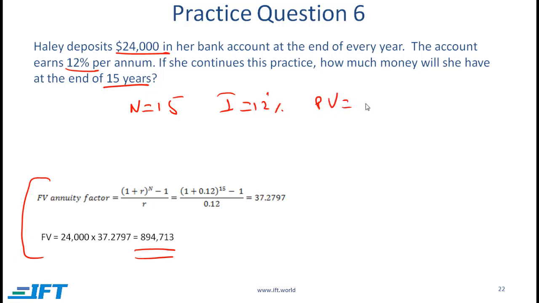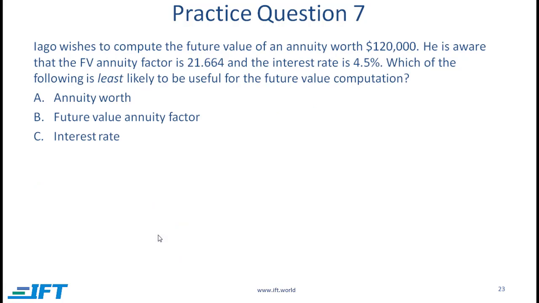The present value is 0 because nothing is being invested at time 0. The payments are equal to 24,000. And then we compute the future value. When you do this computation, what you should get is 894,713. Try to solve this practice problem now.